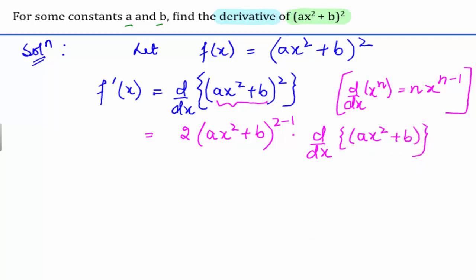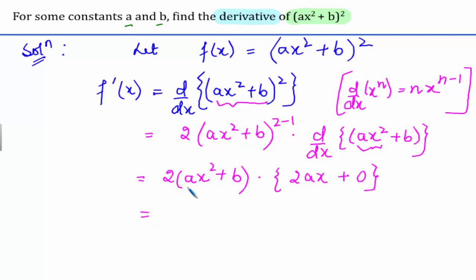Now this is further equal to 2 times (ax squared plus b) raised to the power 1 times the derivative of ax squared, which is 2 times ax, plus the derivative of b with respect to x is 0 since b is a constant. Therefore we have 2 twos are 4ax times (ax squared plus b).